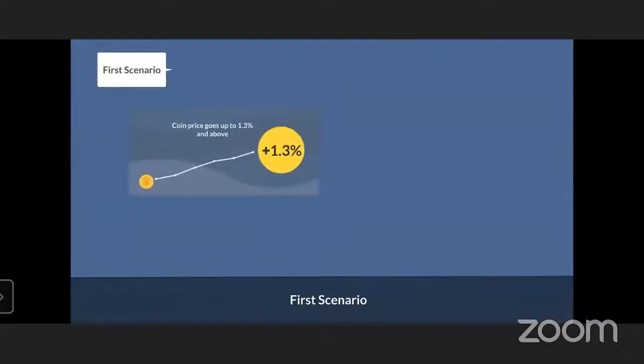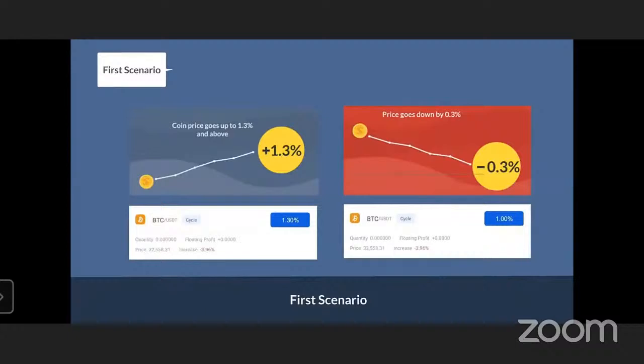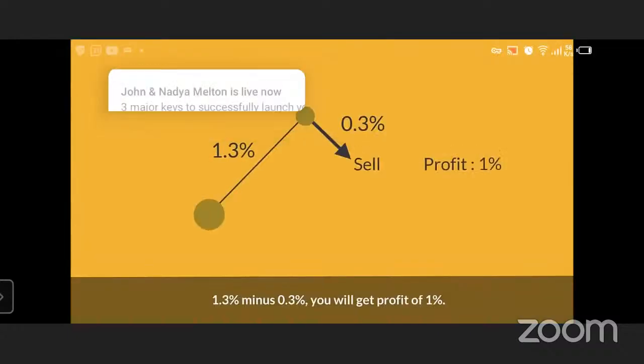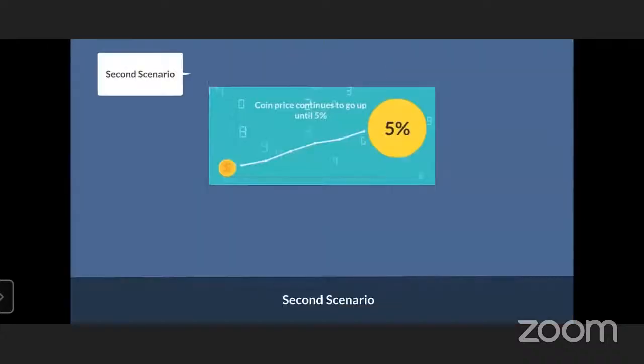First scenario. After you buy, the coin price goes up to 1.3% and above, the bot will be triggered and is ready to take profit. So when the price goes down by 0.3%, the bot will automatically sell. 1.3% minus 0.3%, you will get a profit of 1%.